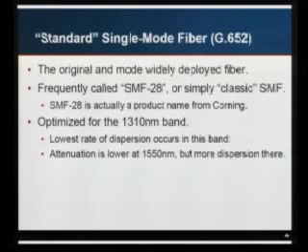1310 is where the lowest rate of dispersion occurs. The attenuation rate is lower at 1550, but there's more dispersion. So in this type of fiber, you're basically dispersion limited. Where you go 80 kilometers over this type of fiber, you're now at the amount of dispersion that interferes with optics heavily. So that's basically the limiting factor.